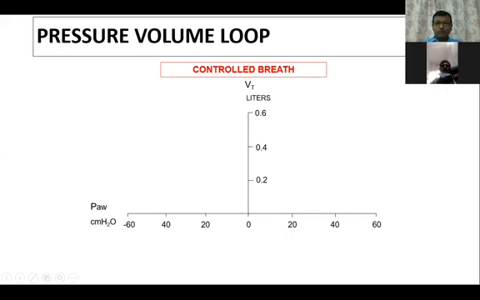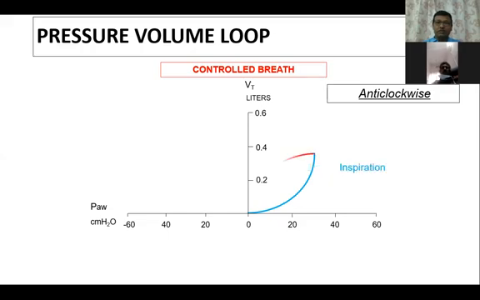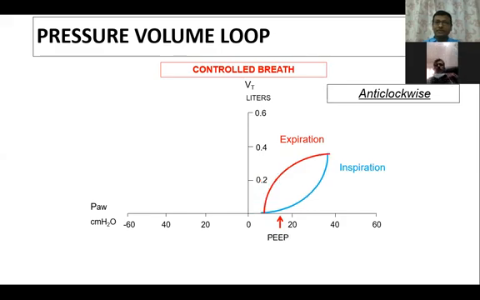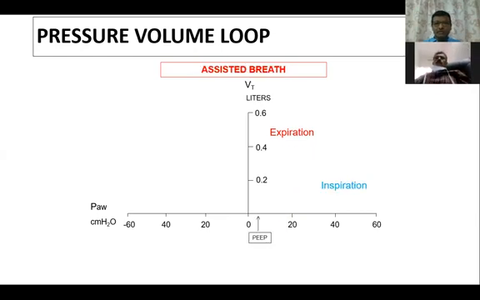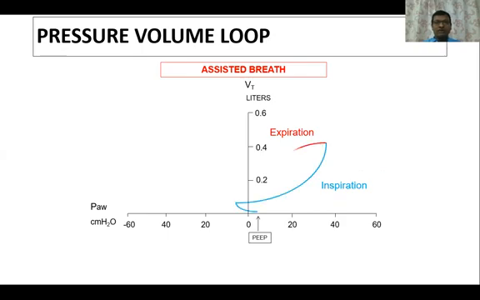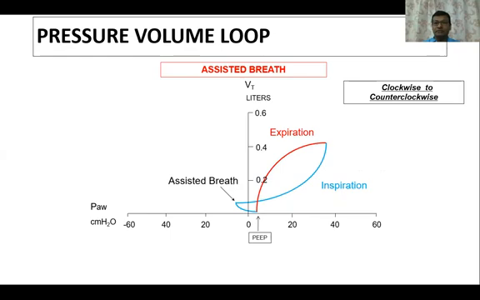Now coming to the control breath. In a control breath, the pressure volume loop is going to be anticlockwise. Inspiration followed by expiration. And again, you see here, it starts at zero. And if you have a PEEP set, it is going to start at the set PEEP level and not at zero. Now coming to the assisted breath, the PV loop will start as in a spontaneous breath, with a clockwise deflection first, and from there the ventilator will take over and deliver a mandatory breath. So it will be clockwise and then counterclockwise.